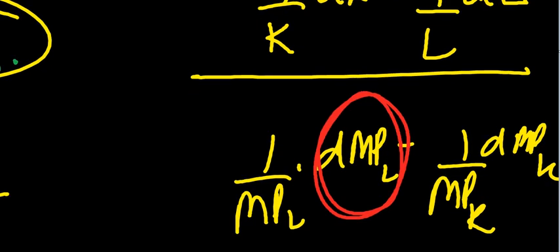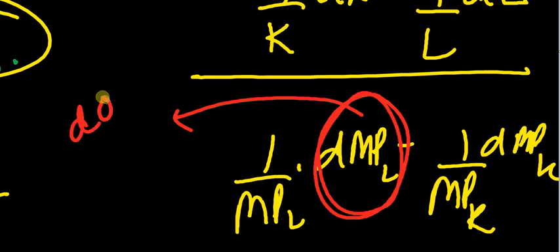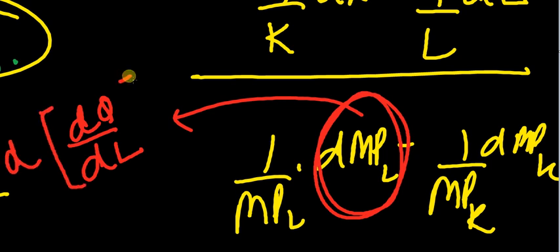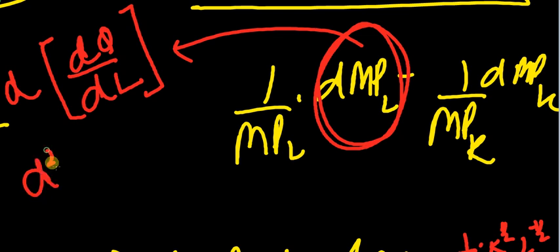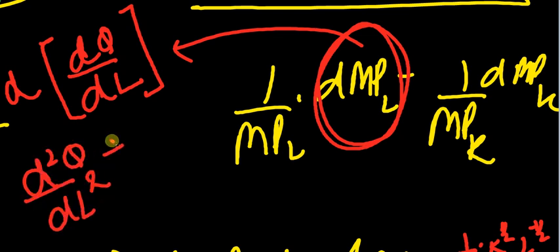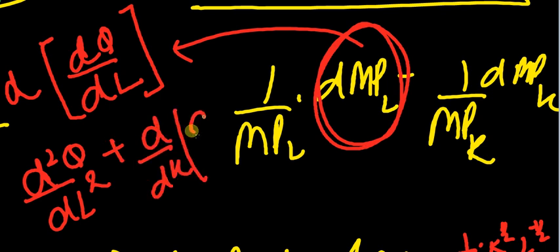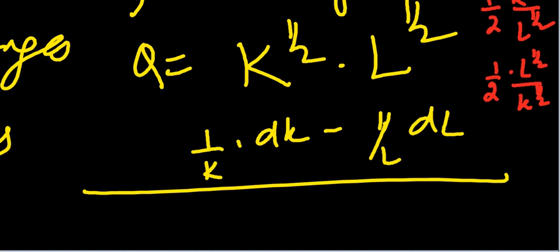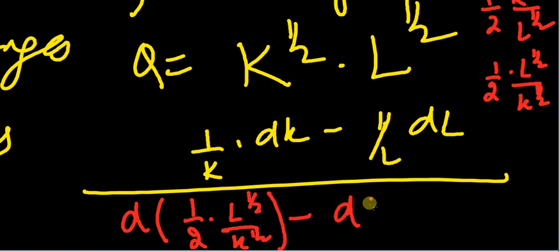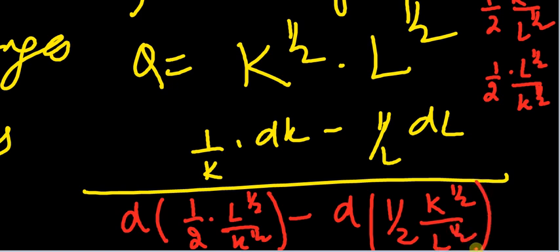So how do I do that now? So MPL is how output changes when labor changes, and I have to differentiate this function. So this will be how output changes when labor changes again, plus this. Right? So I will write it as d of half L to the power half upon K to the power half minus d of half K to the power half upon L to the power half. Alright, and now I will differentiate this. So let's do this.